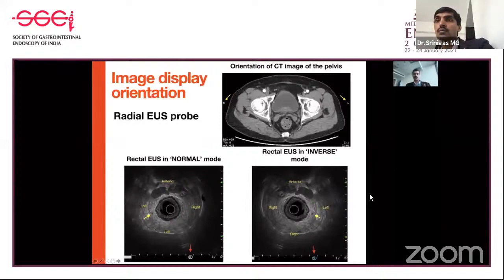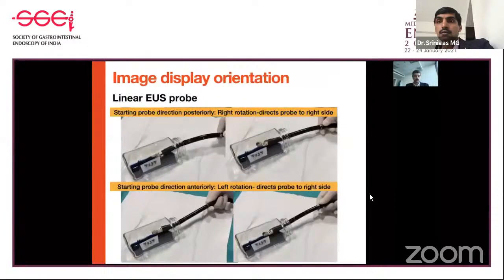However, most of us do not change the EUS orientation, so we continue to image in the normal mode. You can do it in either way, but then just remember that the depiction of lesions and the identification of the lateral walls and the lesions would depend on how you have oriented your image when you are doing the anorectal imaging. It is the reverse of the CT imaging, and this must be understood.